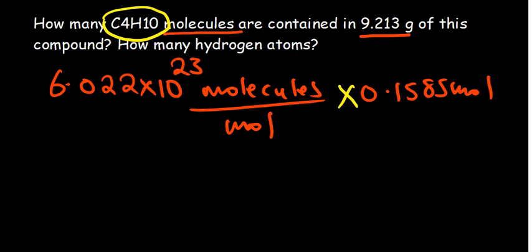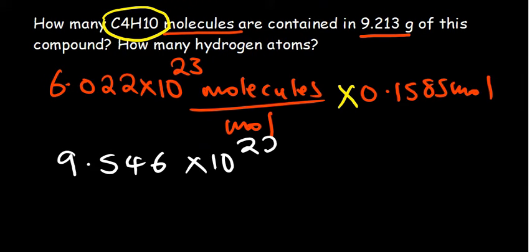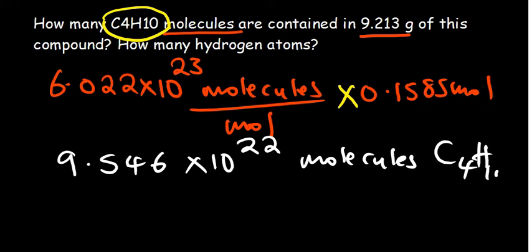So the answer that I'm getting is 9.546 times 10 to the power 22 molecules of what? C4H10. Okay, now the second part of the question is very interesting.